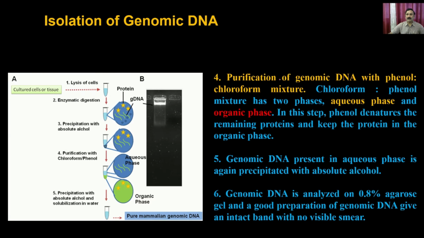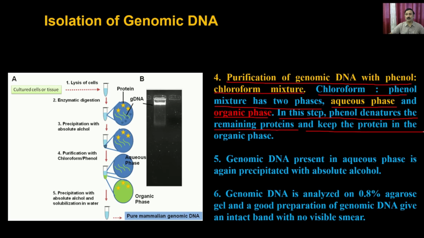How can you do that? You have to purify the genomic DNA with a phenol chloroform mixture. When you add the phenol chloroform mixture to the precipitated genomic DNA, it is going to give you two phases, the aqueous phase as well as the organic phase. In this step, the phenol is going to denature the remaining protein and keep the protein in the organic phase, and the lipids will also go into the organic phase.